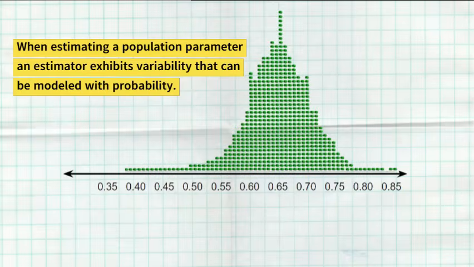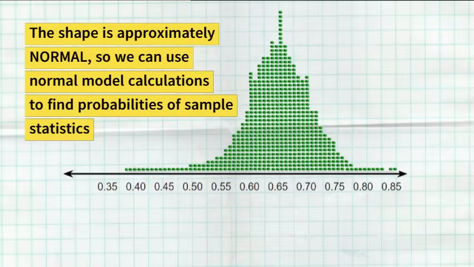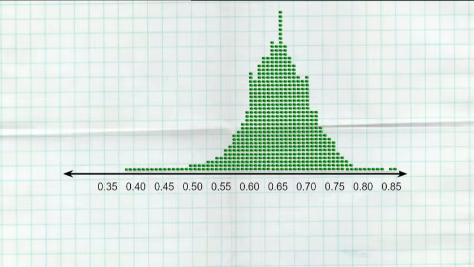Now, the third thing I notice is the shape, and the shape is, well, you guessed it, normal. This means we can measure the variation we see in the sampling distribution with some probability. We're going to do some more examples of that later.